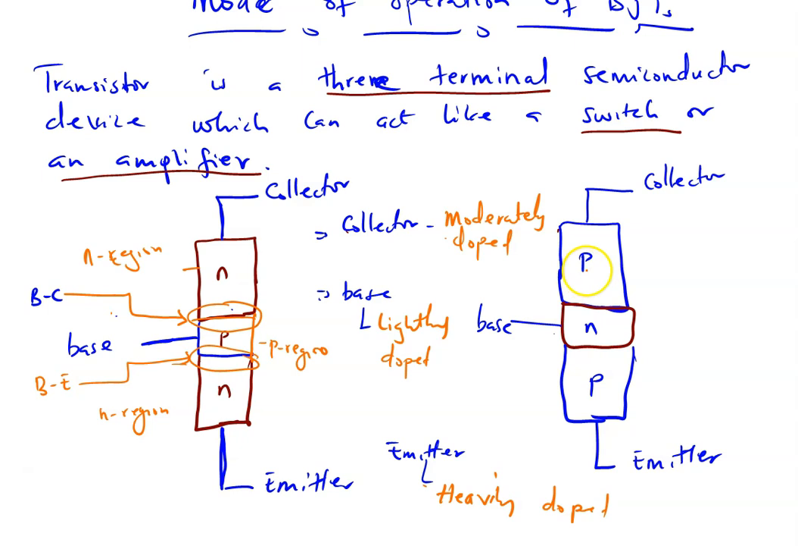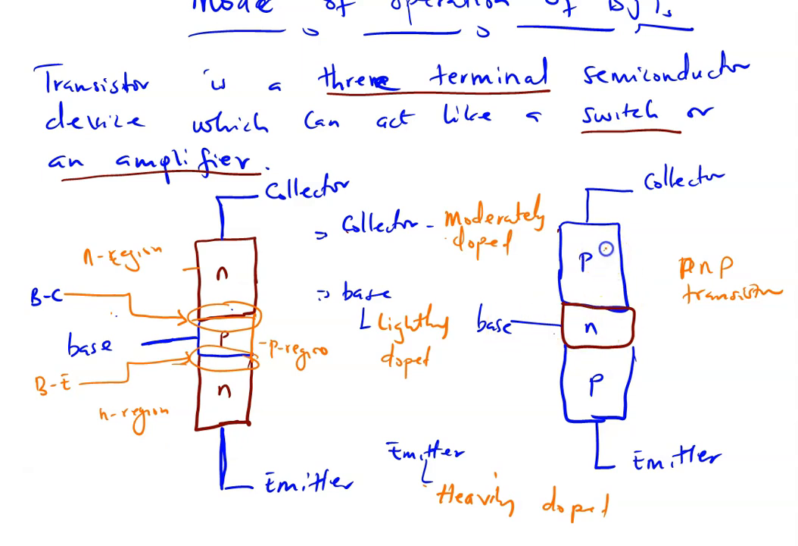The same applies to the PNP transistor. This is the PNP transistor, and this side is the NPN transistor. Whatever happens in the NPN transistor also happens in the PNP, and whatever happens in the PNP is also happening in the NPN transistor. You should take note.